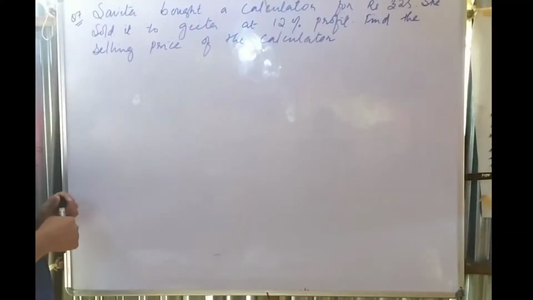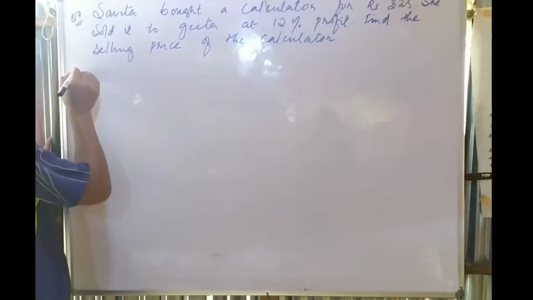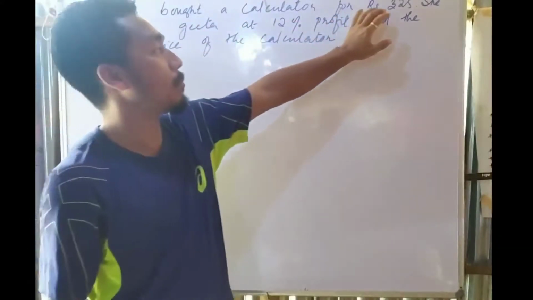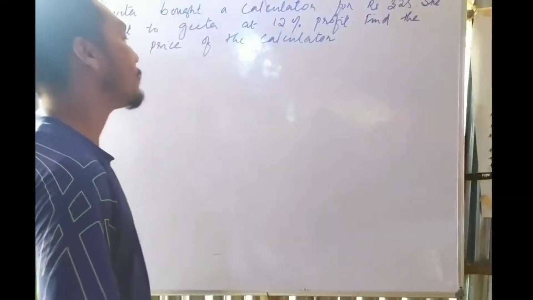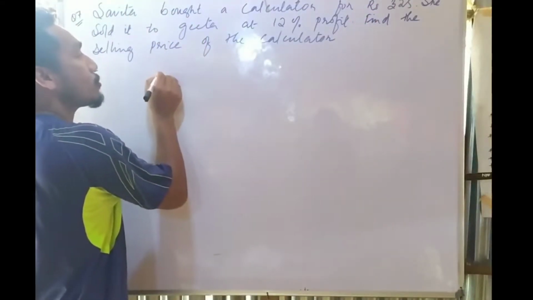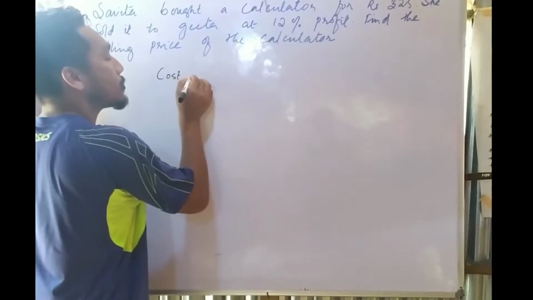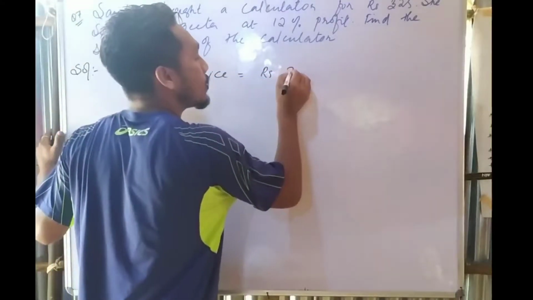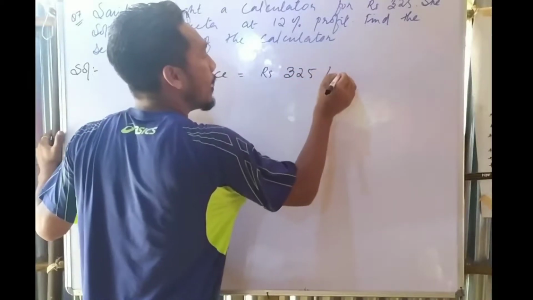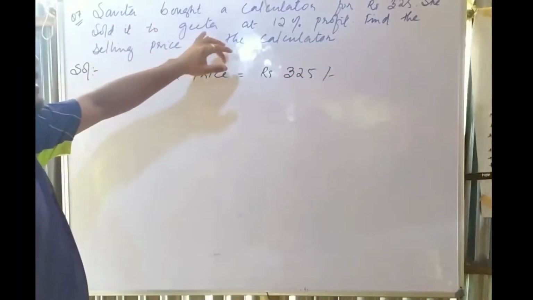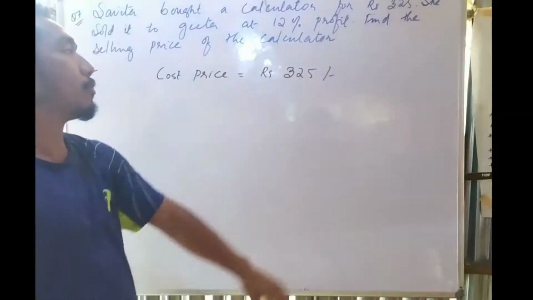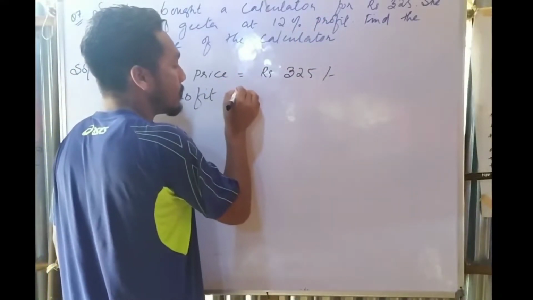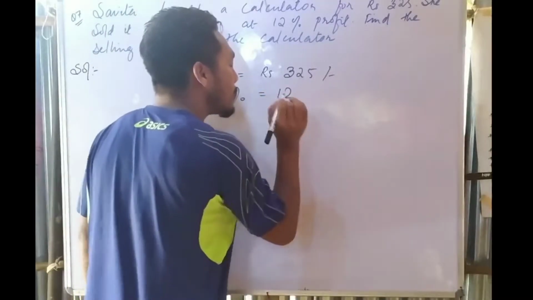Okay, so this is our next question. Savita bought a calculator for rupees 325. This is the cost price. So cost price, I'm writing it directly, that is 325. And she sold it to Gita at a profit of 12%. The profit portion is given, that is 12.